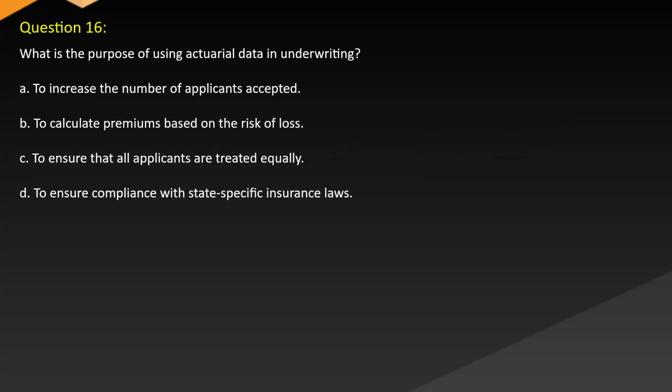Question 16. What is the purpose of using actuarial data in underwriting? A. To increase the number of applicants accepted. B. To calculate premiums based on the risk of loss. C. To ensure that all applicants are treated equally. D. To ensure compliance with state-specific insurance laws.